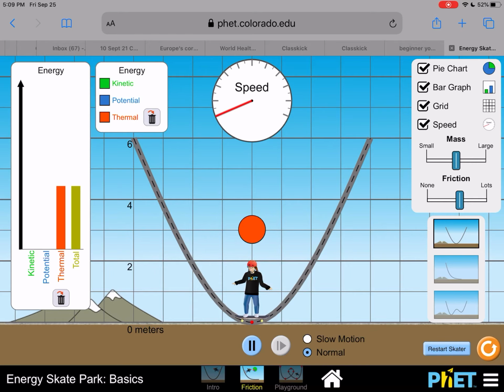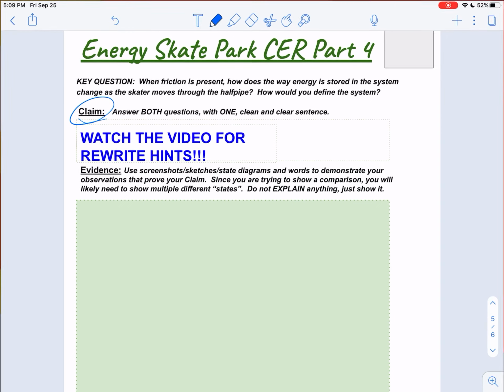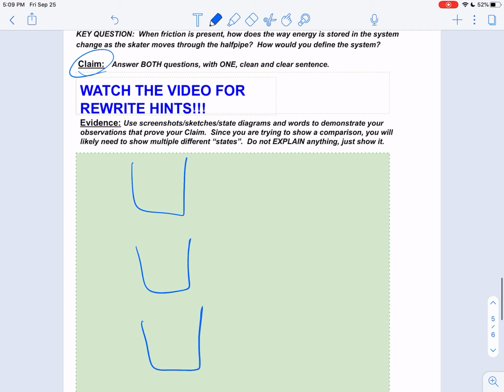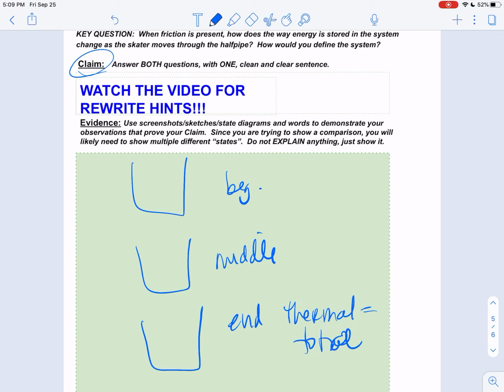That is it. Oh, no, I wanted to write it down. Hold on, let me write it down on the paper. Right, so part 4, I'm going to have probably 3 screenshots. Like beginning, sometime in the middle, and then sometime at the end where the thermal equals the total. That's what I'm looking for. This is actually one of the easier evidences to write, I think.